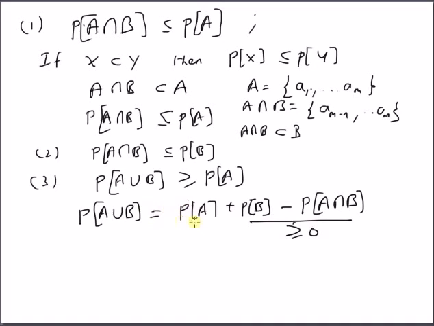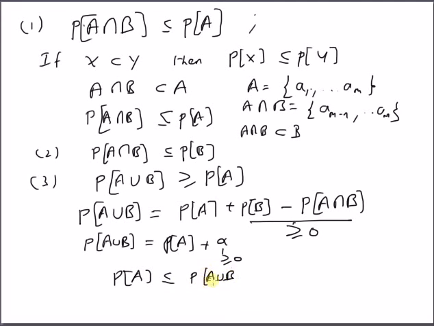And we know from axioms of probability that probability of A union B and the probability of A are all greater than or equal to 0. So when you add a non-negative term to a positive term, we get a positive term. And since P of A union B is equal to probability of A plus a non-negative term, say alpha, which is greater than or equal to 0, then we can definitely say that probability of A is less than or equal to probability of A union B. In other words, probability of A union B is greater than or equal to probability of A.